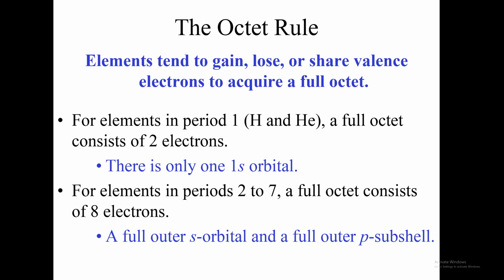The octet rule is really a rule that stabilizes an atom so that it's not able to react that much with other elements. The octet rule, by definition, says elements tend to gain or lose electrons so that they can get a full octet. And the word octet means 8.